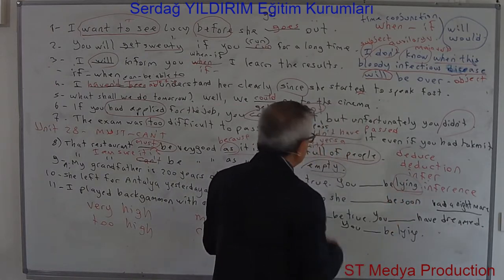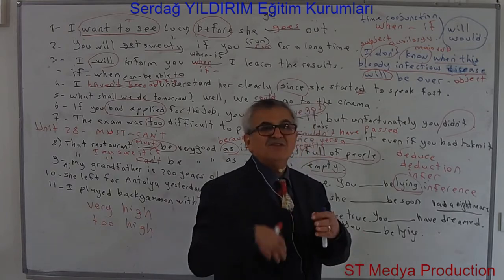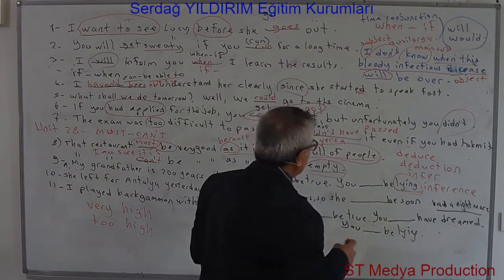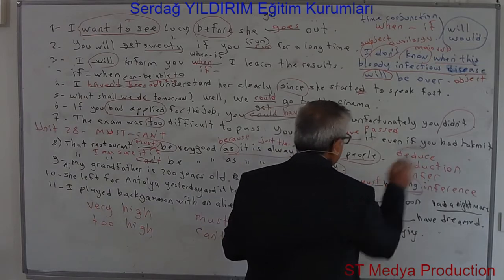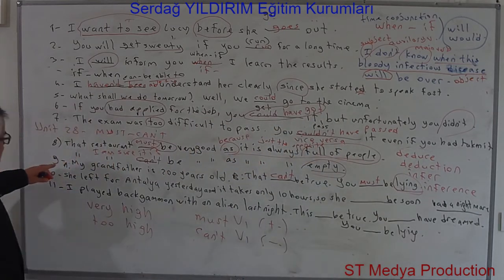Right. What about here? Lying. You know, I talked about lie a little ago. Lie here means not to tell the truth. Not to tell the truth. So, my friends, I say this time, you must be lying. You must be lying. So, I want to translate it into Turkish, my friends.